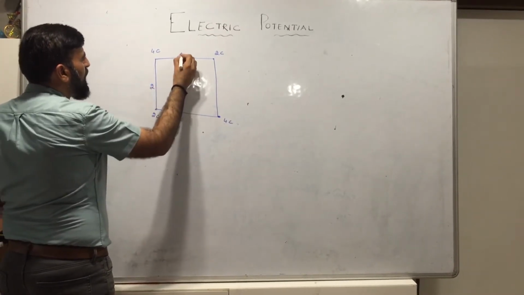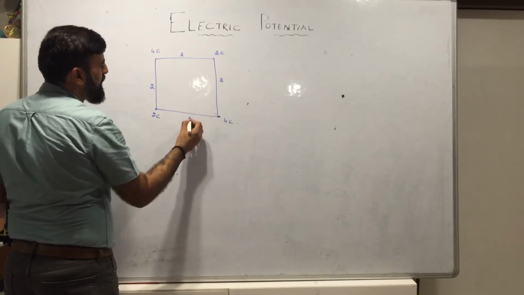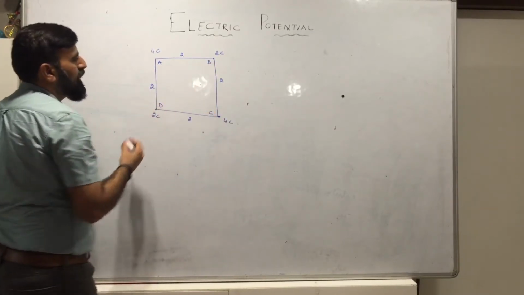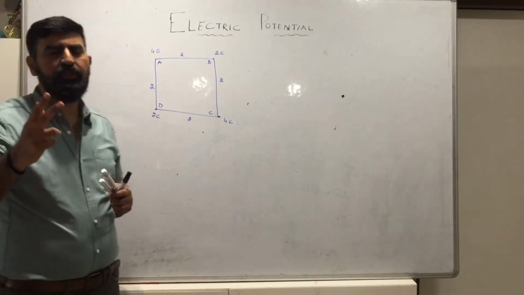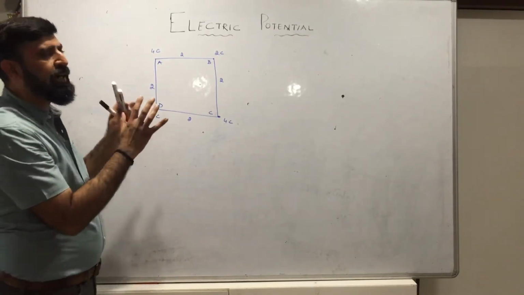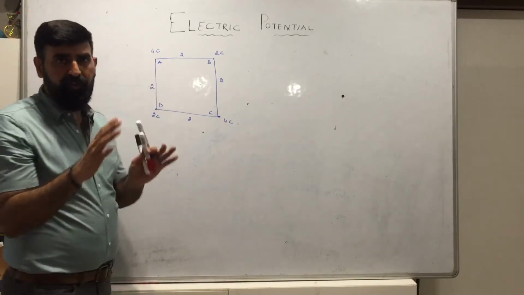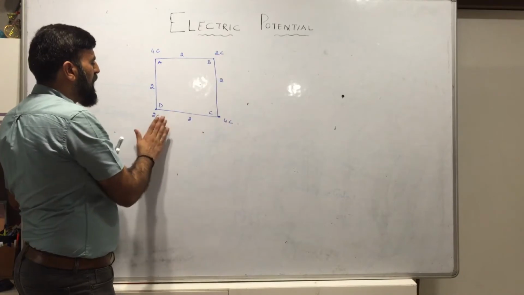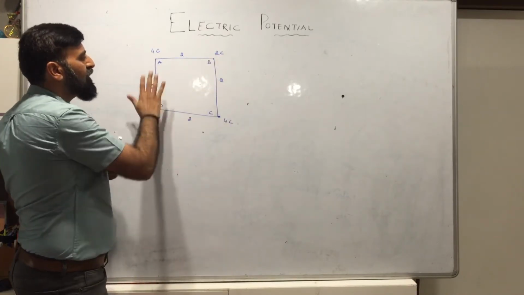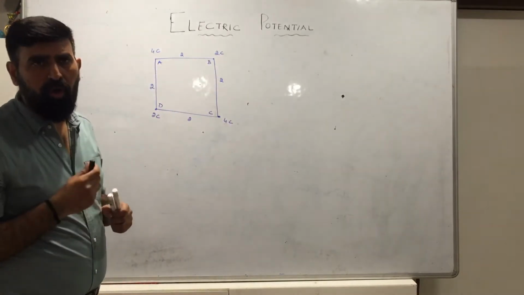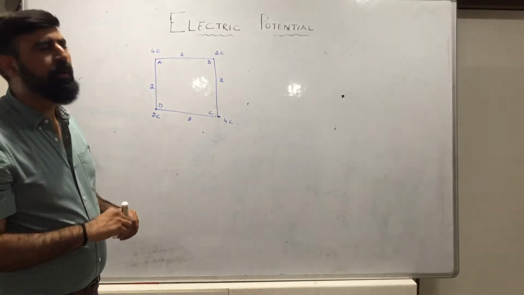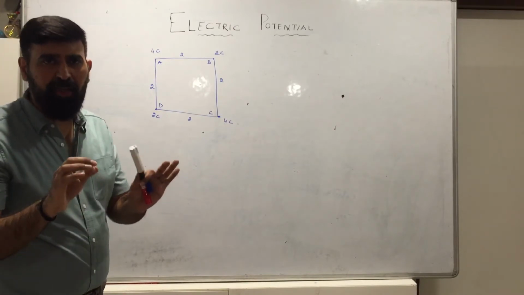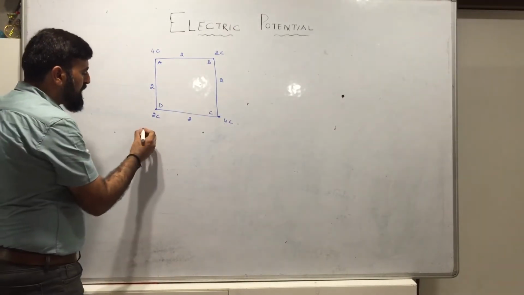For again convenience, I'll take all these distances as 2 meters each. These points are A, B, C and D. So the question is, I'll ask 2 questions. What is the work done to place 4 charges, 4 coulomb, 2 coulomb, 4 coulomb and 2 coulomb on the vertices of a square of side 2, or what is the potential energy of the system of 4 charges placed on the vertices of a square? Both have the same answer. Let me try to find out what is the work done.